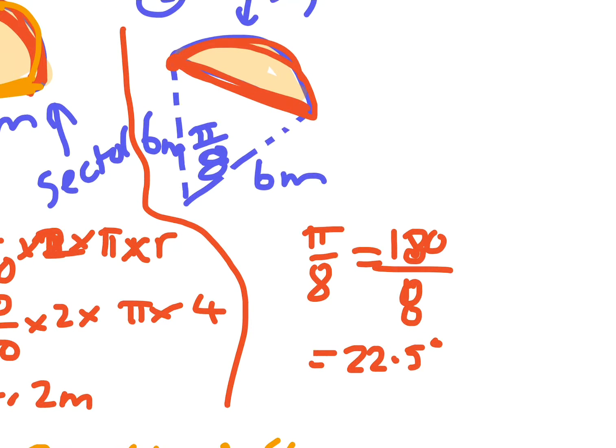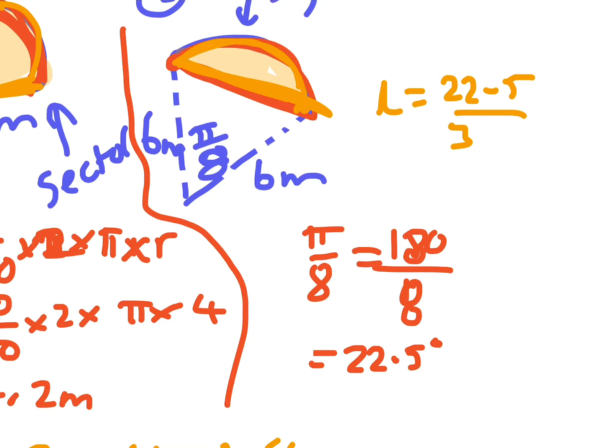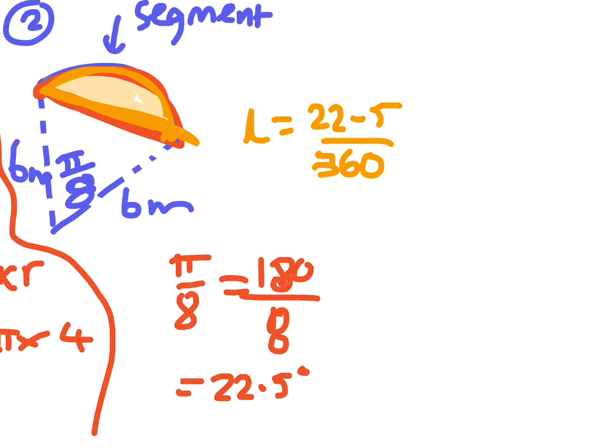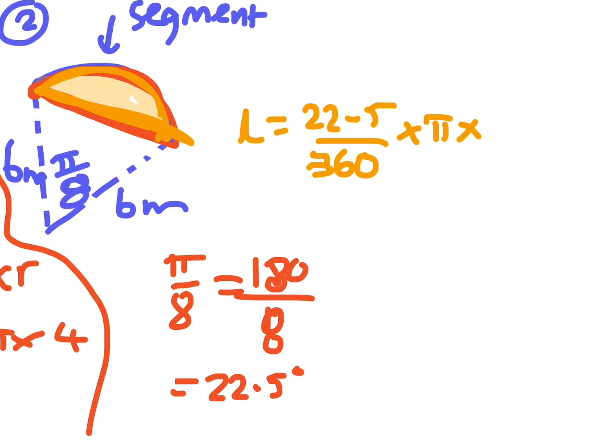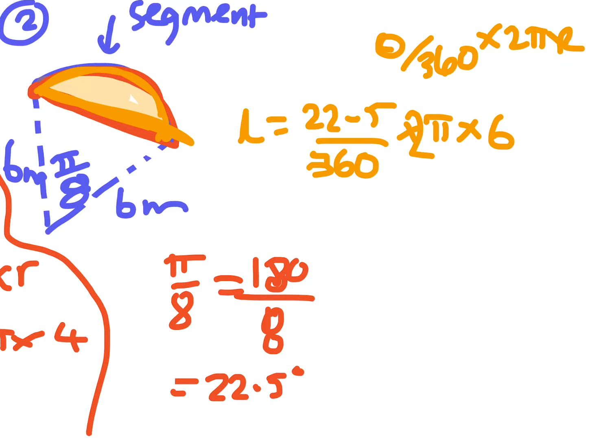Okay, so let's look at this. This is called a segment. So I'm going to have to go on the arc, but I'm also going to have to add this line here. I know that the angle is 22.5, so to get the arc length, go 22.5 on 360 times 2 times pi times r, because it's theta on 360 times 2 pi r. That just gives you your arc length, so that's just that part.